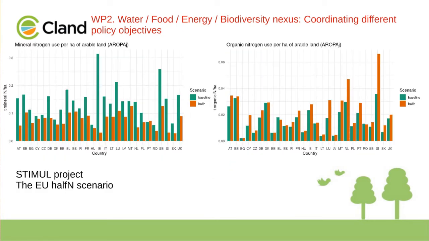Here are the results per hectare of mineral nitrogen use on arable land. We can see that mineral nitrogen use is going to decrease. And we can see also that organic nitrogen use per hectare is going to generally increase in most of the countries. And this is what I was telling you, that production is going to be focused on the most fertile parcels, so that we combine the rare resource in terms of nitrogen with the land that is capable of producing the most yield.